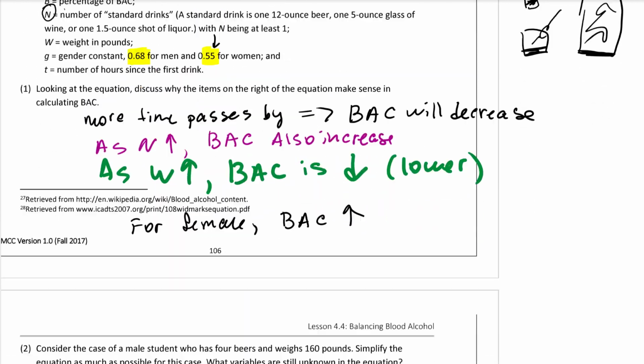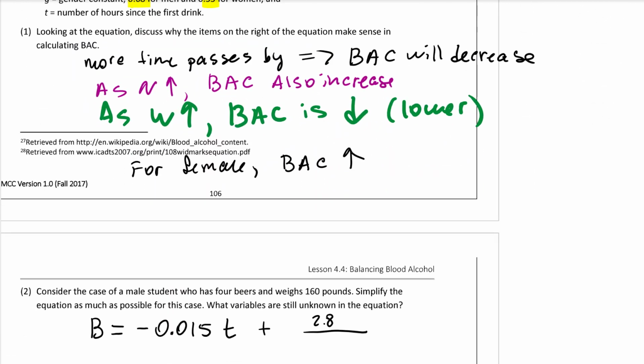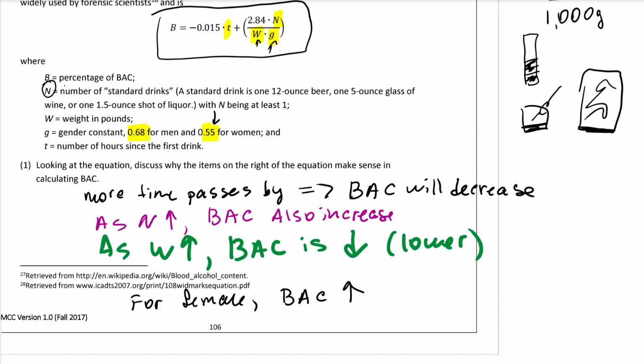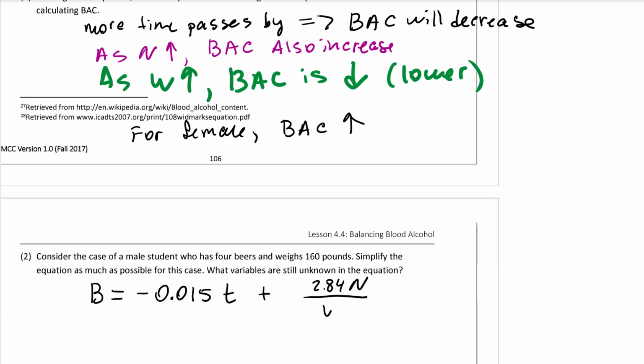Let me copy this. So it's 2.84 N, and then we have W and G. Go ahead, substitute all the numbers and then simplify. I'll give you a moment.